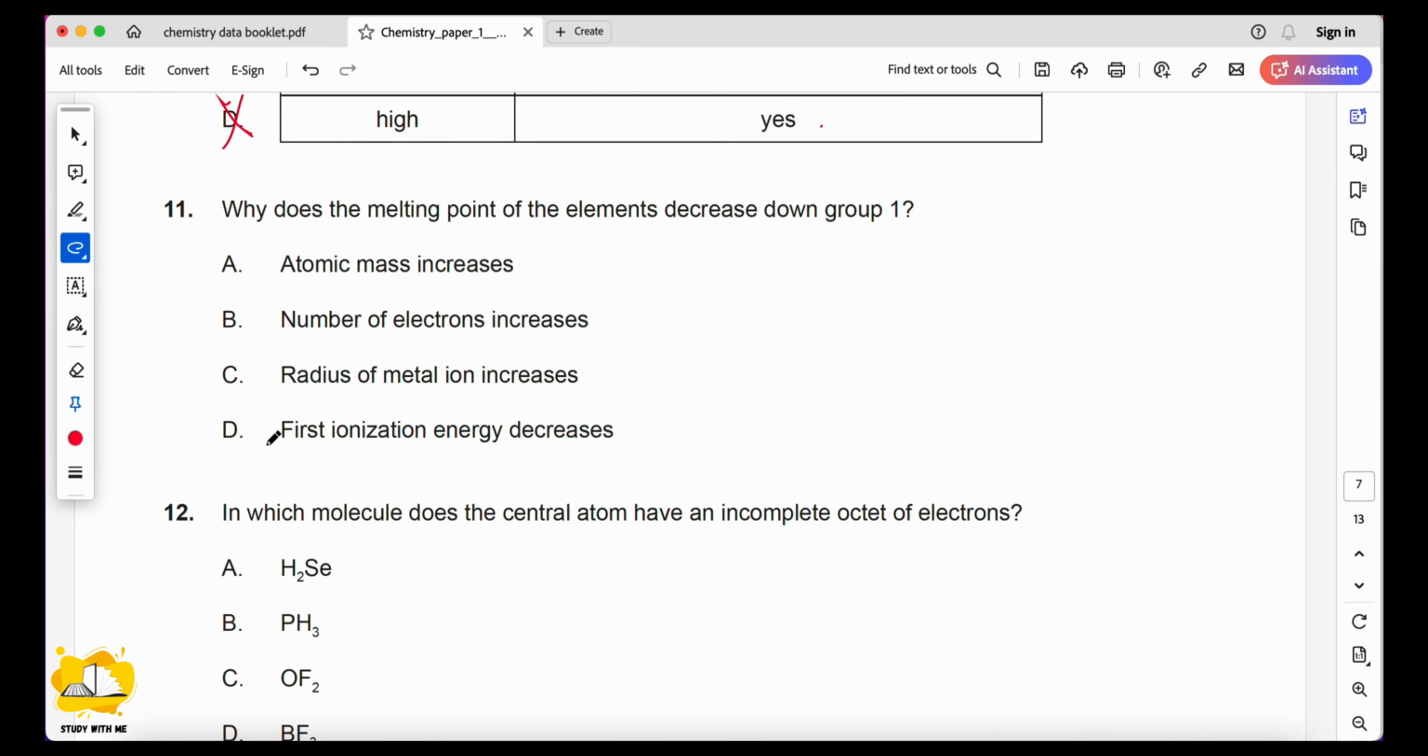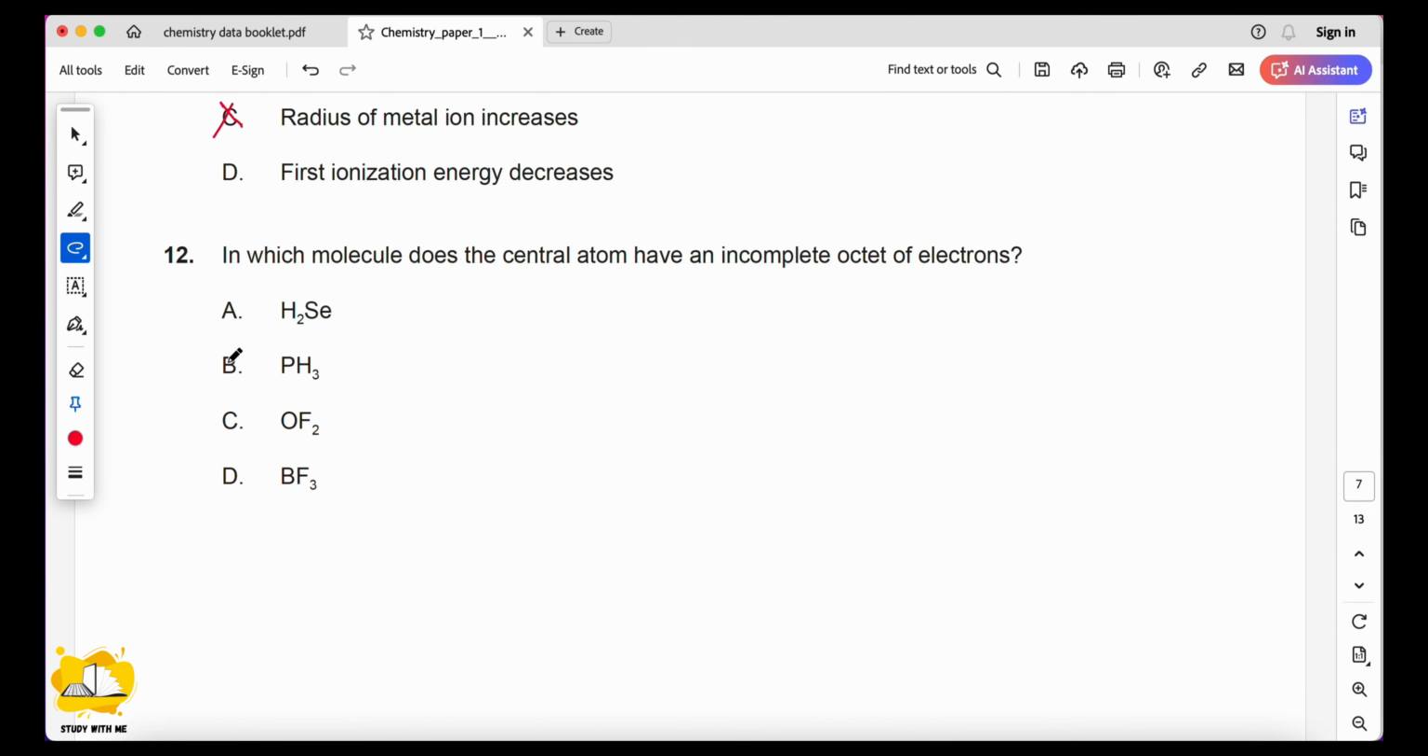Why does the melting point of the element decrease down group 1? As you go down the group, the number of electrons increases. The number of shells also increases. So the radius of the metal will increase as well. Thus, the metallic bonding between atoms becomes weaker as the outermost electrons are less tightly held by the nucleus because the radius is also bigger. So that's why the melting point of the element decreases down group 1.